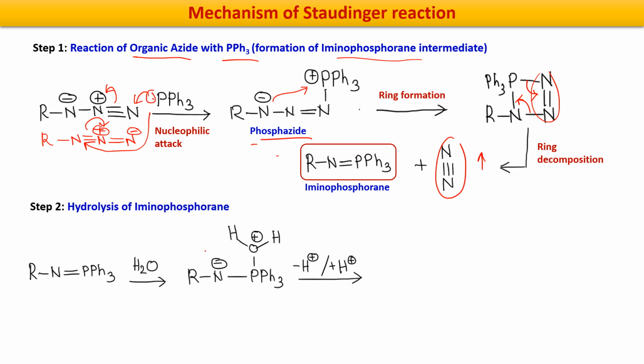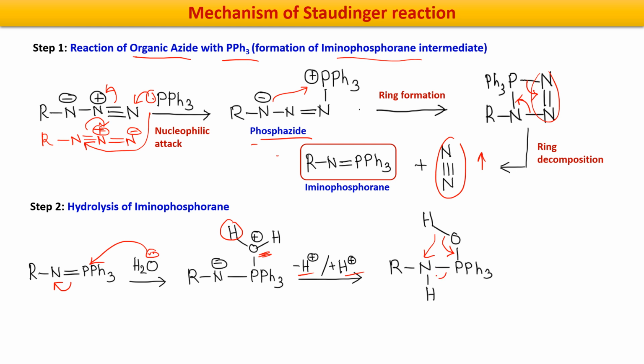In the next step, hydrolysis of this iminophosphorane. The water molecule will attack here and the negative charge will be over nitrogen. Now this oxygen, which is positively charged, loses H plus. So a proton will be transferred from oxygen to nitrogen, and it will be converted to a neutral molecule. Finally there will be oxygen-phosphorus bond formation. P=O double bond is one of the strongest bonds in organic chemistry, so that is why this molecule is very stable. And this hydrogen will now go to this nitrogen. Fine.